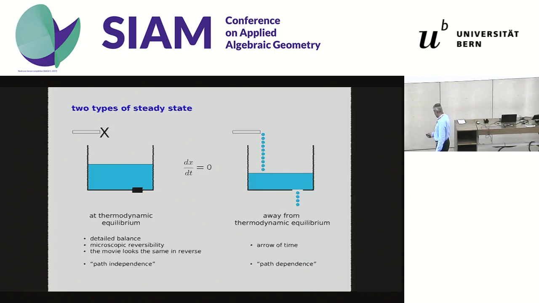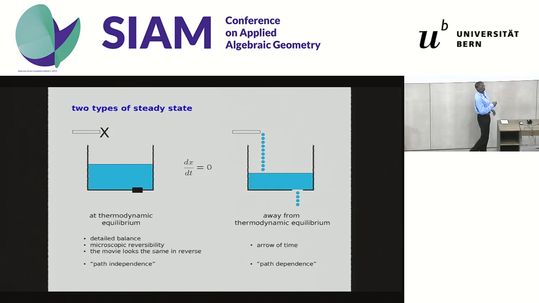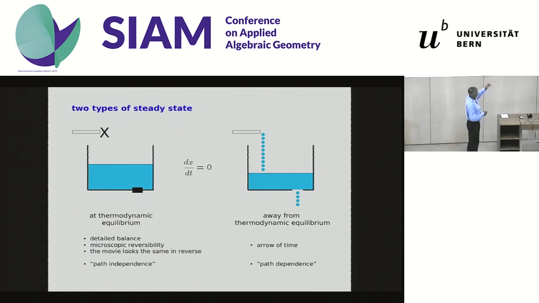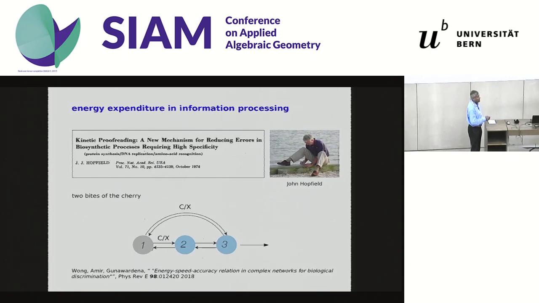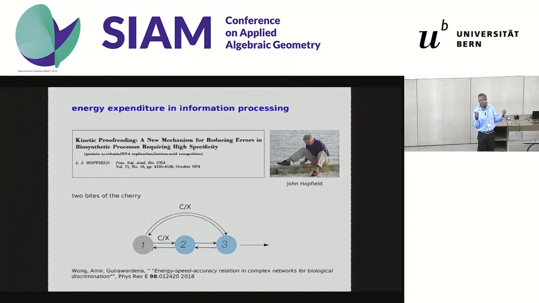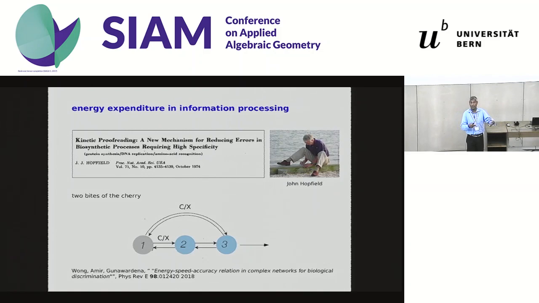So another way of looking at this, which will come out of what we're going to talk about, is this idea of path independence and path dependence. And this, I think, is the most helpful way to understand what Hopfield was doing here. You see, there is a way of calculating the steady state probability of the exit state in this Markov process. And the difference between that probability for the correct substrate and the incorrect substrate is what tells you the error rate. And the problem at thermodynamic equilibrium is that the steady state probability of this does not depend on the path you take to get there. You can calculate it using a path, and the answer you get is the same no matter what path you take. So at equilibrium, the system can't tell it's taken two bites of the cherry.